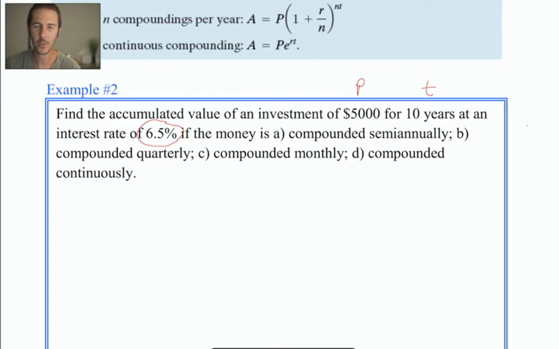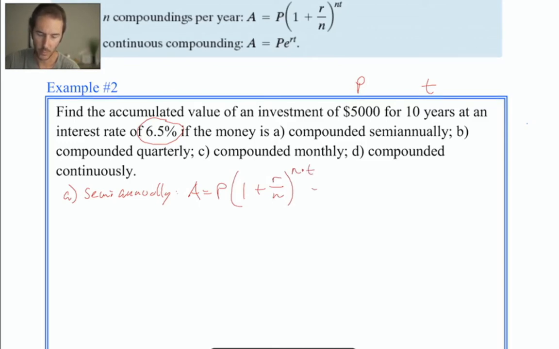Compounded semi-annually, that's 2 times per year. So part A, semi-annually, our accumulated value is going to equal our principal times 1 plus our interest rate divided by the number of compoundings per year, raised to the power of the number of compoundings per year times the number of years. And in the problem that we're working on, our principal is 5,000.